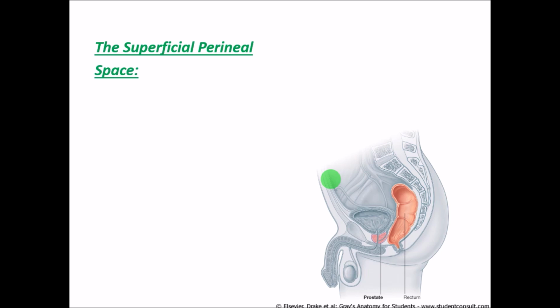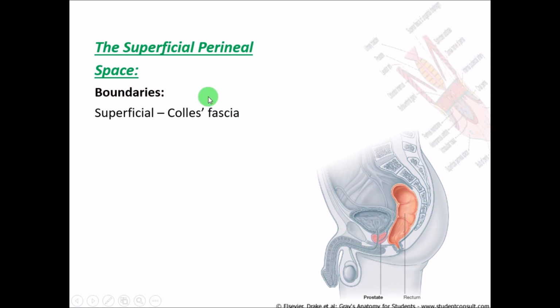To begin with, the superficial perineal pouch or space, the boundaries. What are the boundaries? Superficially we have the Colles fascia. Just deep to the skin, there is the fatty layer of the superficial fascia. Then we have the deep layer, called the membranous layer of the superficial fascia, which is also called the Colles fascia.